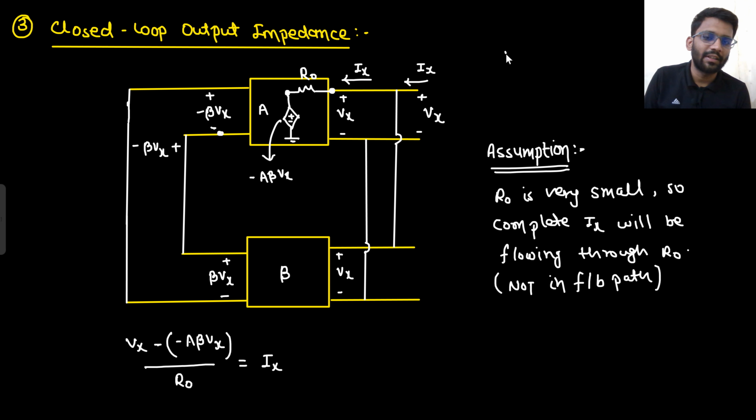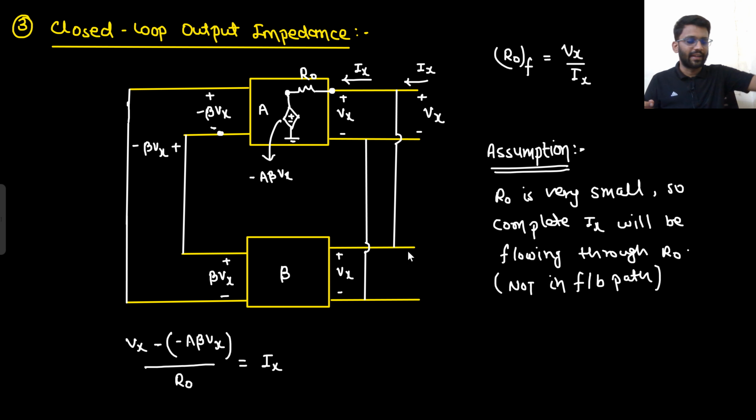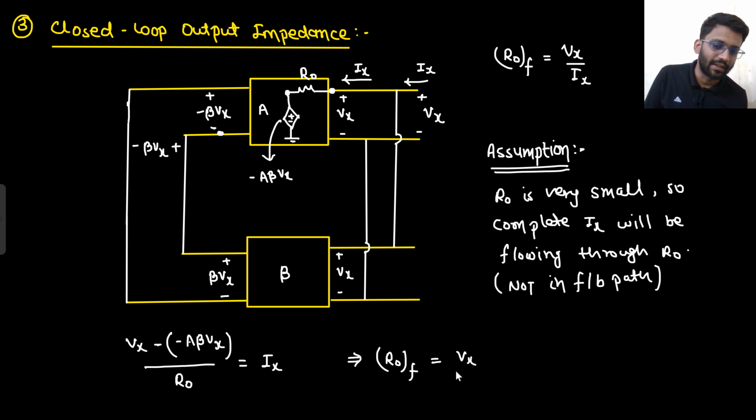Say yes or no. Because what is my target? I need to find R0 after feedback, that is Vx by Ix. What did I do? I applied a Vx there. I get Ix out of it. And the same Vx is being fed to the feedback factor as well. That is beta Vx. So at the input you are getting minus beta Vx. That will be amplified with the factor of A. So it would be minus A beta into Vx. Here you are having Vx. Here you are having minus A beta Vx. So Vx plus A beta Vx divided by R0 is equal to Ix. So Vx by Ix, what would be your R0f? That would be R0 upon 1 plus A beta.